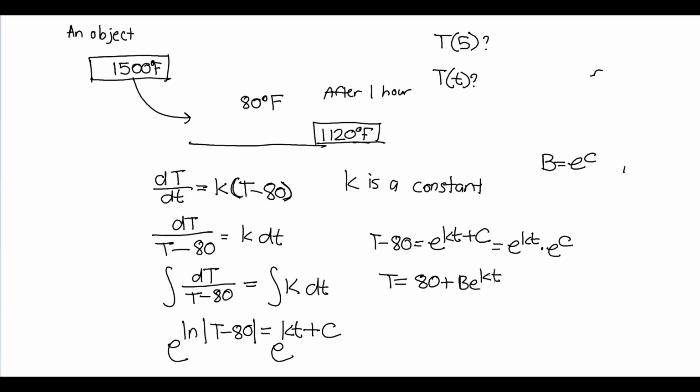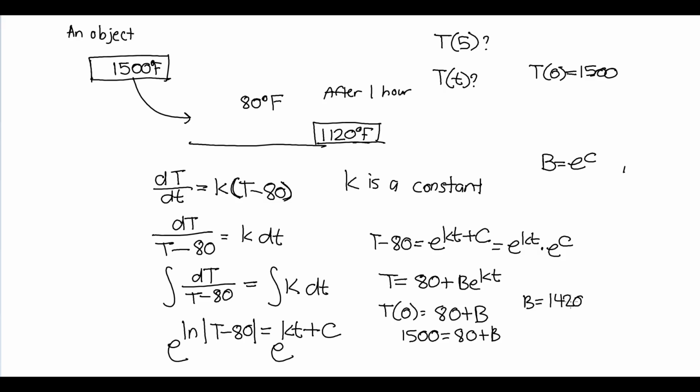Now, how does this help us? We know at time t equals 0, we start off at 1,500 degrees. So at time t equals 0, that gets rid of the e to the kt factor. So T of 0 equals 80 plus B times 1, since t is 0. And T of 0 we know is 1,500, which equals 80 plus B. So B has to equal 1,420.